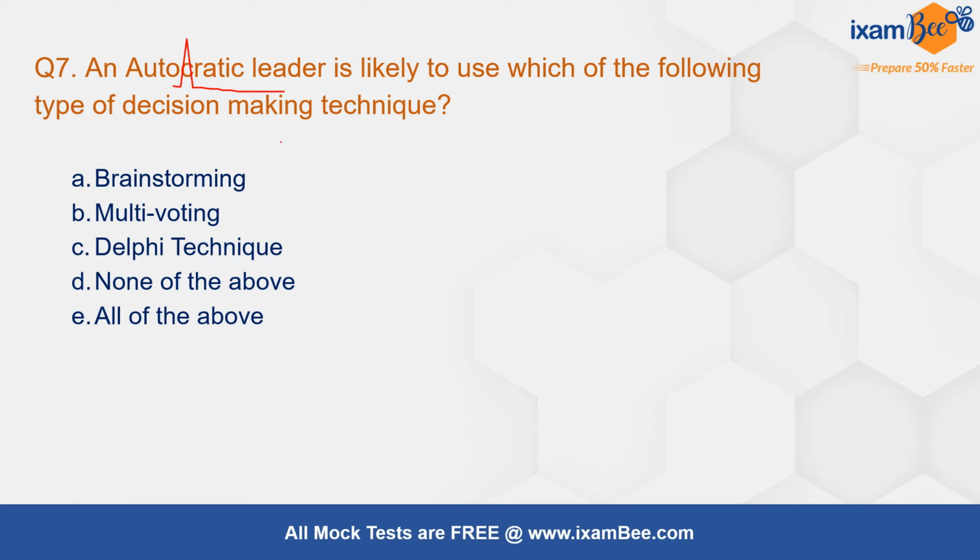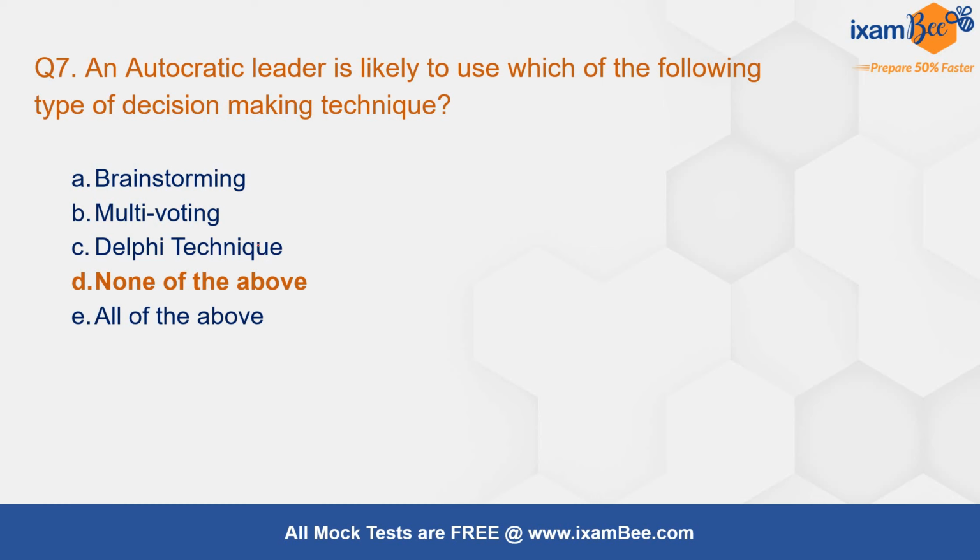An autocratic leader is a leader who takes decisions himself and instructs the team to follow them. So he is himself taking a decision, he is not involving the others. When nobody else is involved, it is unlikely he will use any of these techniques, because brainstorming requires people to think and come up with ideas and give their suggestions. Multi-voting also requires people voting for different alternatives that are available.